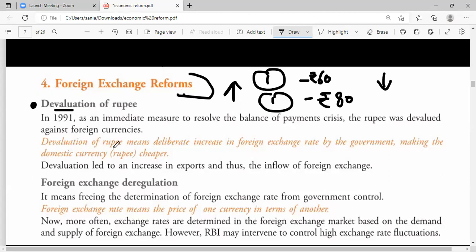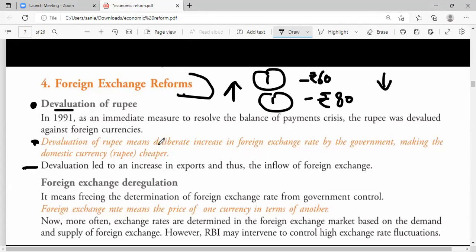So what happens? First of all, you will write this. Devaluation of rupee means deliberate increase in foreign exchange rate by the government, making the domestic currency cheaper. When the government makes the domestic currency cheaper compared to the dollar, the rupee is cheaper, right? Because earlier you had to pay 60 rupees to get $1, but now you have to pay 80 rupees to get $1. So that means your domestic currency is cheaper. Okay. Next, devaluation led to increase.